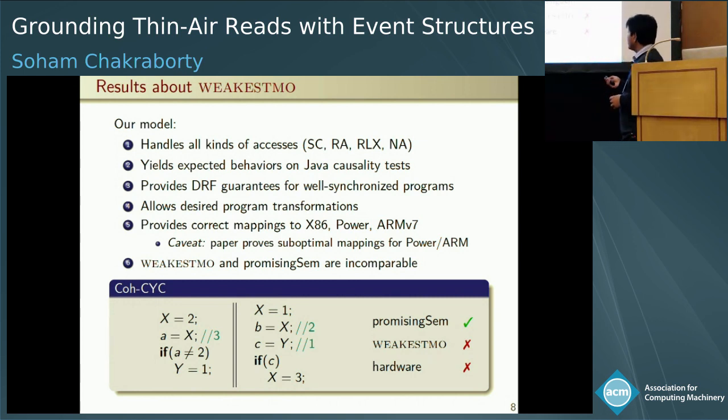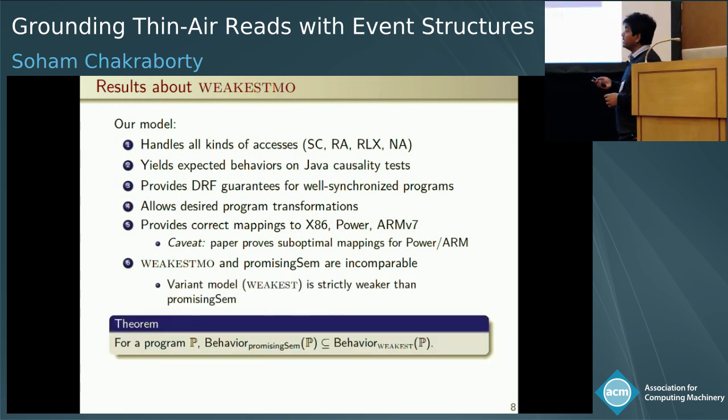However, we observe that promising semantics allows such behavior. Now, that does not show that the weakest MO is actually weaker than promising semantics. In order to do that, we come up with a weaker version of the weakest MO model, which we call weakest, by dropping certain consistency constraints from the event structure consistency checking. And then we show that the behaviors of the promising semantics are included in the weakest semantics behavior. So this relates two entirely different types of semantics and reasons about how they are related.